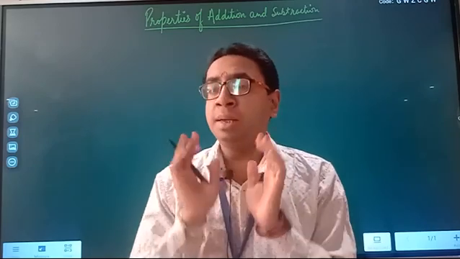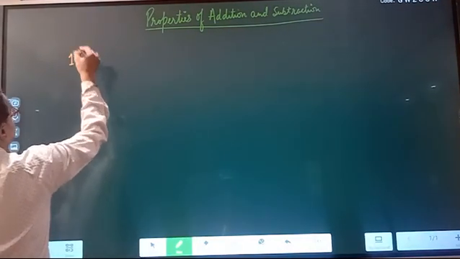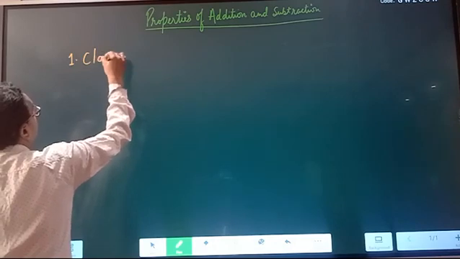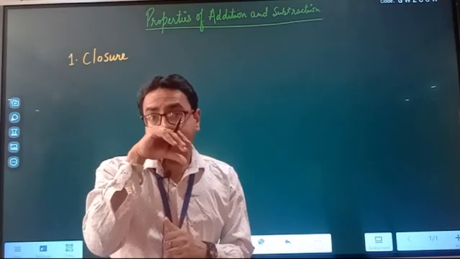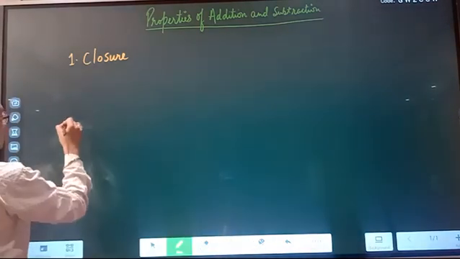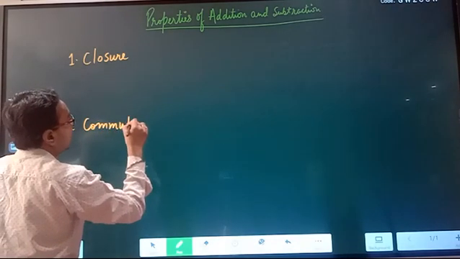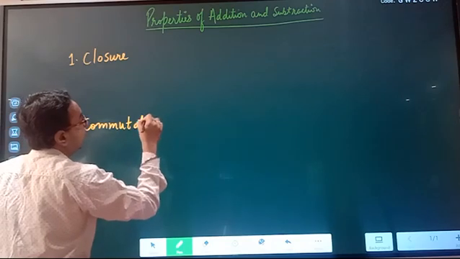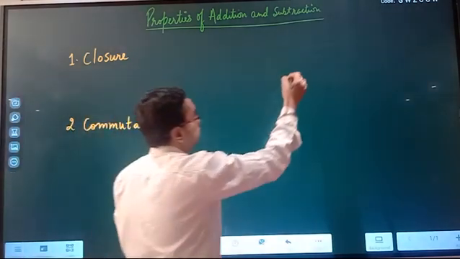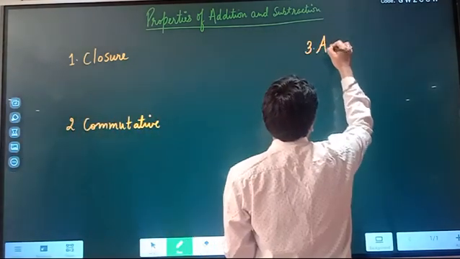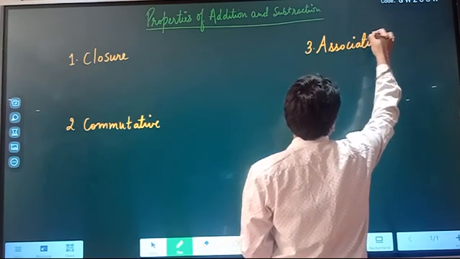The main 5 properties are: the first property is closure property. What is the pronunciation? It's closure. Closure. The second important property is commutative property. I hope with the word itself you are getting what we have to do in this property. Commutative property. The third one is associative property. When we do the association, we use the associative property.